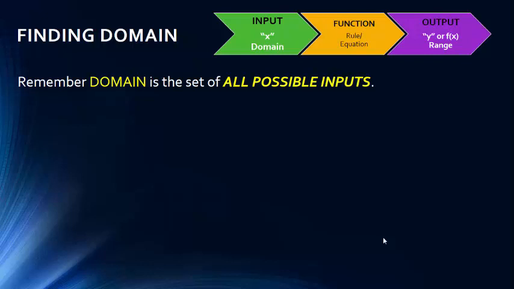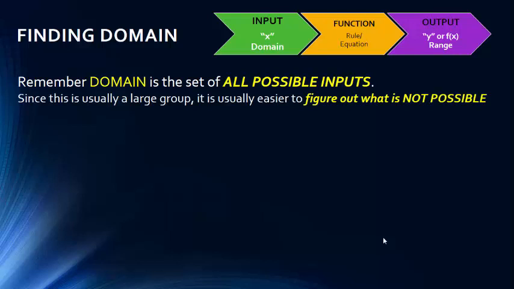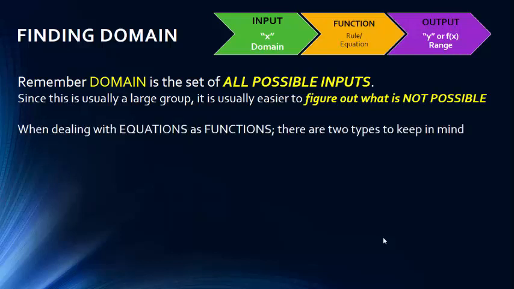Now remember that the domain is the set of all possible inputs. Since this is usually a large group, it's usually easier to figure out what is not possible. So when you're looking for the domain, sometimes it's actually easier to figure out what's not possible. Remember in the last example with Starbucks, we knew that we couldn't work negative hours, so we started at 0 and we were limited to 40 hours by management. So by figuring out what was not possible, we could then see what the domain was. Okay?